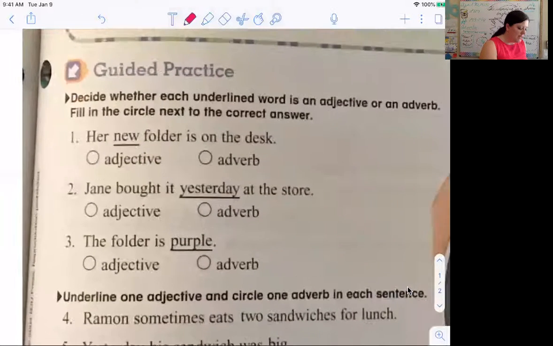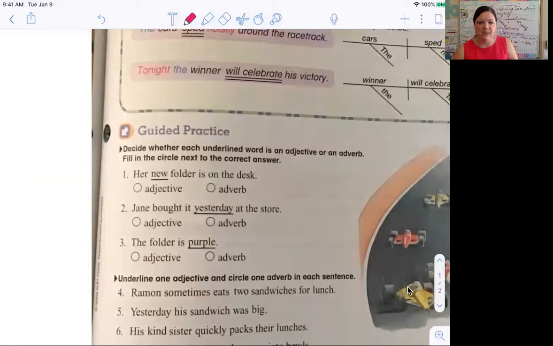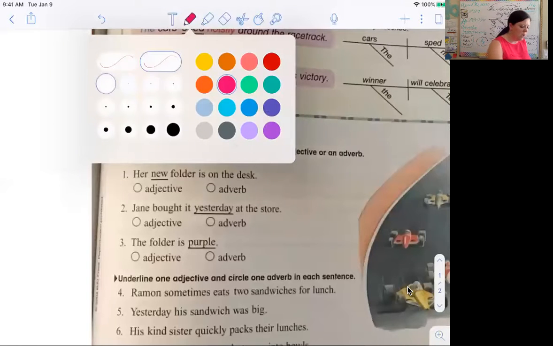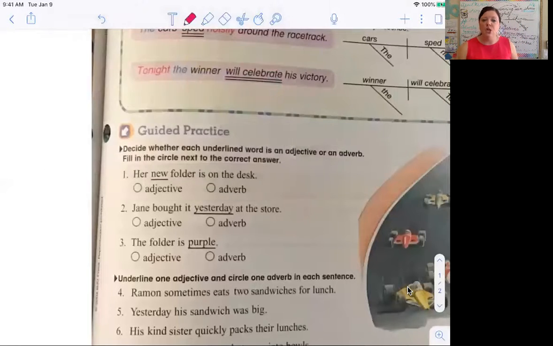Her new folder is on the desk. What is new describing? Can you take your pencil and draw an arrow from new to whatever new is telling more about? New gives us more information about what kind of folder we have. It's a new folder. It's not an old one. It's not a torn one. It's not a purple one. It's a new folder.